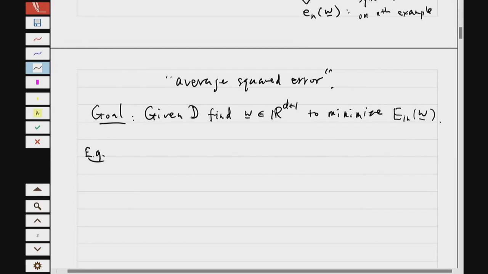Let's take a look at a quick example. Suppose you have a one-dimensional problem, just x one-dimensional, so we don't even have to write the bar at the bottom. Suppose this is your advertising money.